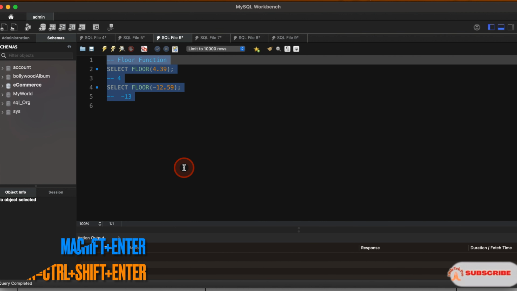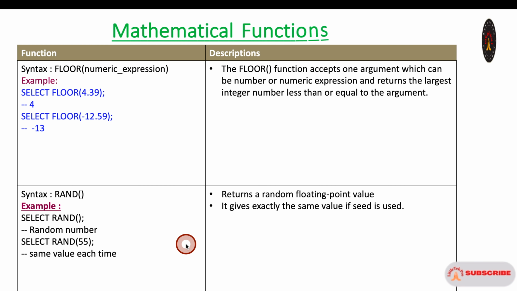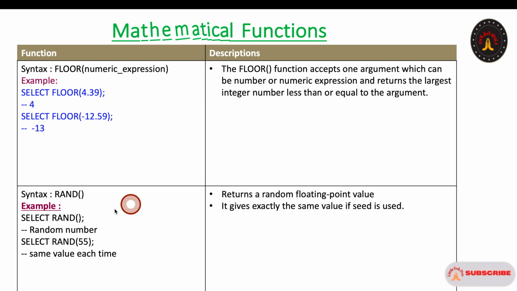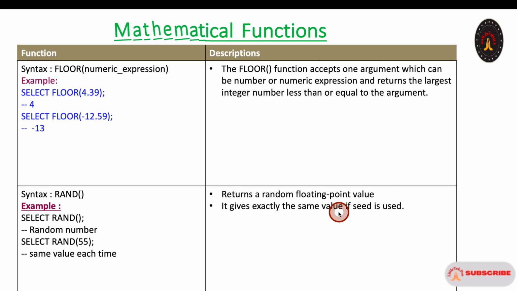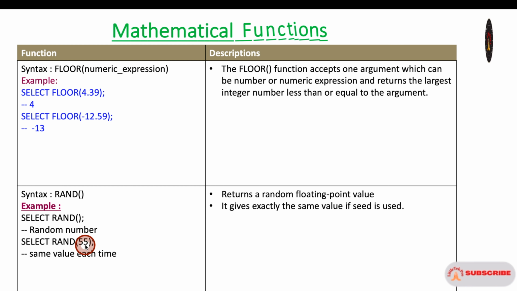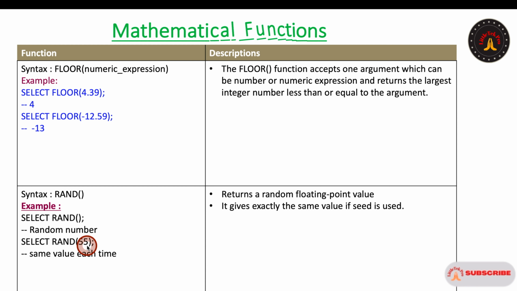Select all, Command Shift Enter. Now you can see the first one, 4.39, returns 4, and the second one is minus 13. The next function is the RANDOM function. It returns a random floating point value if you just use random. But if you want to put a value inside it, like you want to seed a value, it's going to return the same value each time.